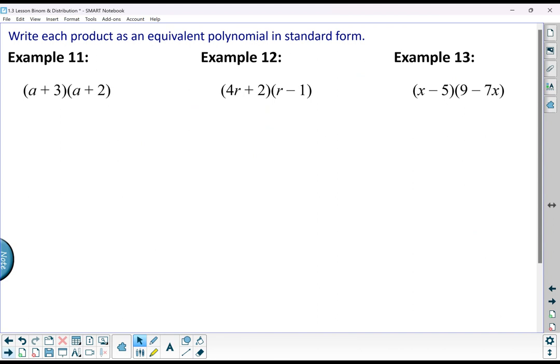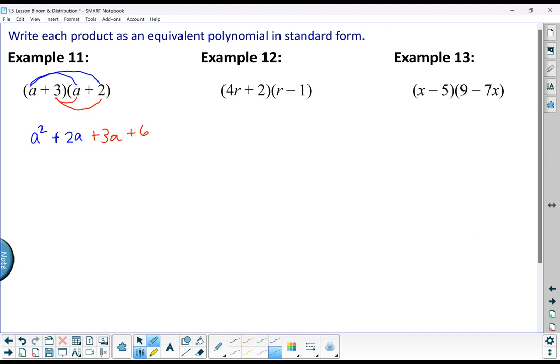Let's try a couple more of those. So we're going to multiply a plus 3 by a plus 2. So first I'm going to distribute the a, so that gives me an a squared. And then I also need to times the 2 by the a, so I get 2a. So I've distributed that first term, that a, and now I need to distribute the 3. So then I have an additional 3a, because that's 3 times a, which is 3a. And then 3 times 2 is 6. So I ended up with these 4 terms.